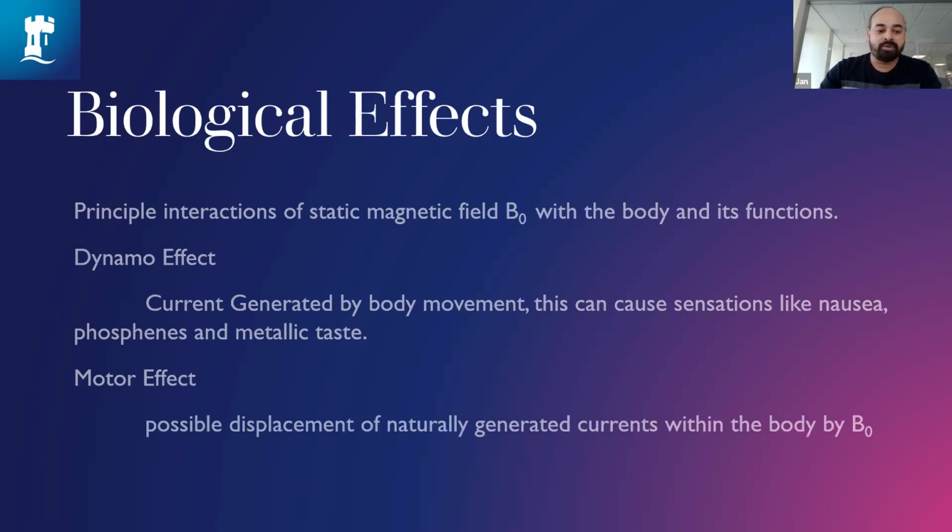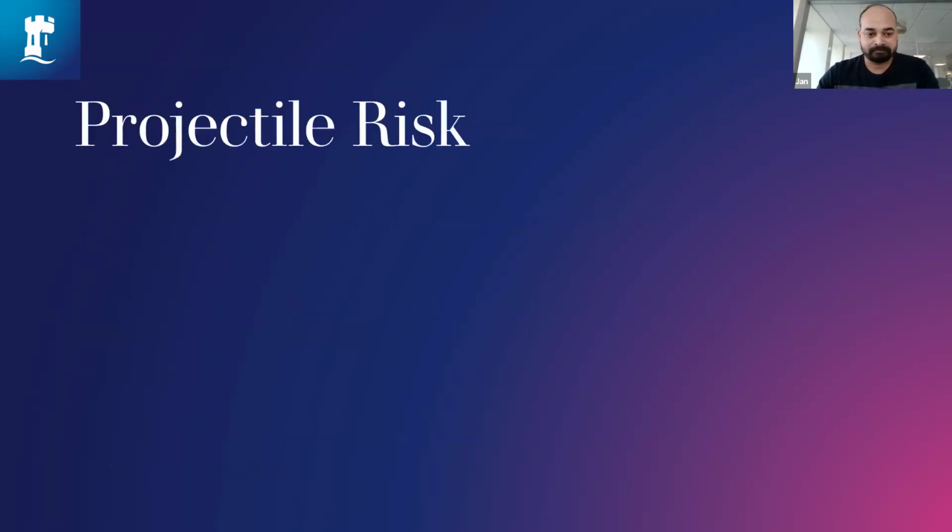And that's the motor effect that comes into play when the magnetic field interacts with the natural flow inside our body, like blood and others, which generates a current within the body. And this also could cause things like vertigo and other sensations.